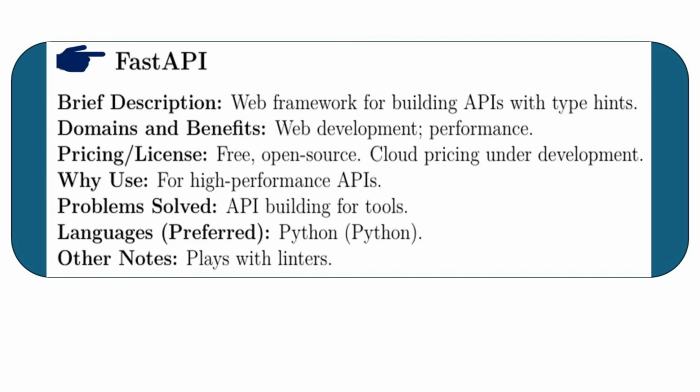FastAPI, web framework for building APIs with type hints. Web development domain area benefiting with much performance using this. It is free, open source, cloud pricing under development. It is generally for the high performance APIs. Resolves API building for tools. Python is the language preferred.